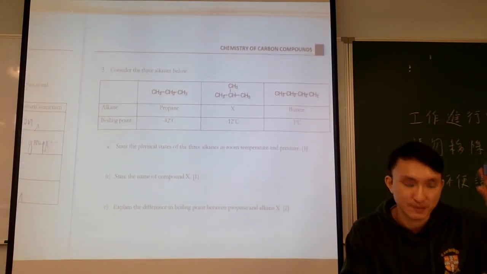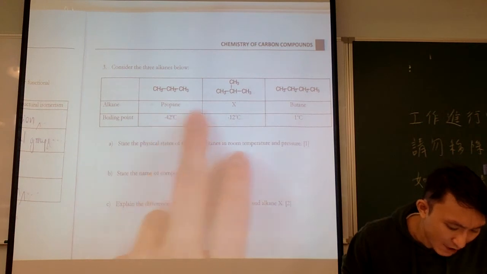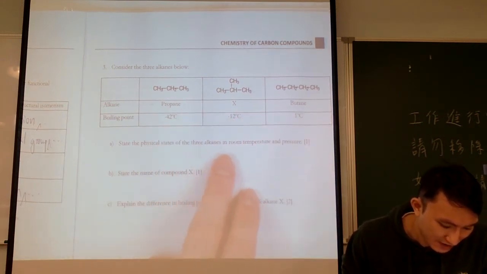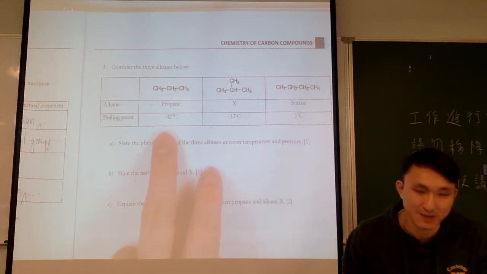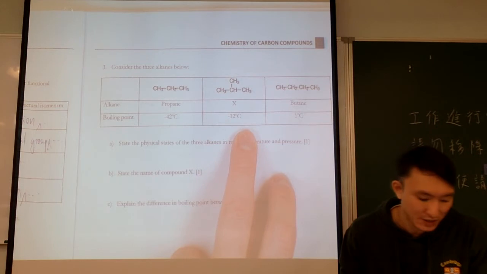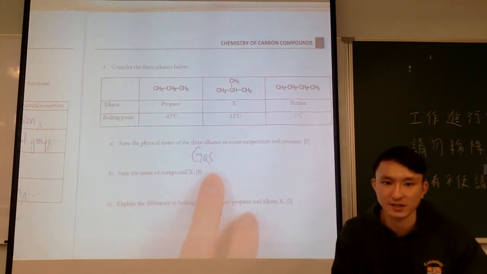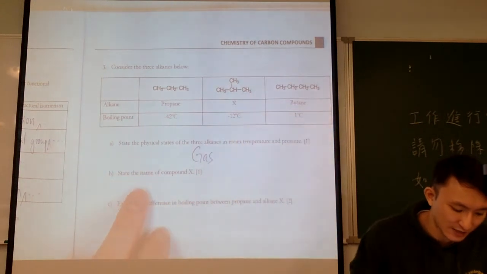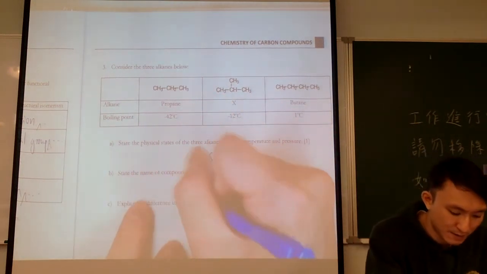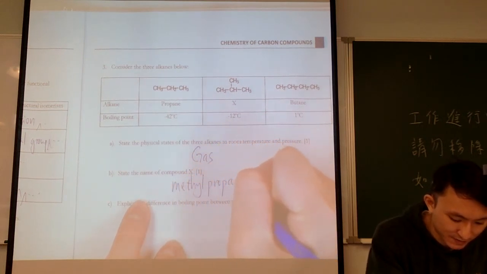So here we have 3 alkanes, and first of all, state the physical states of the 3 alkanes at room temperature. Now you see that boiling points are all below 25 degrees Celsius, so they are all gas. Okay, physical states will be gaseous states. Name compound X, so this one should be methylpropane. All right.